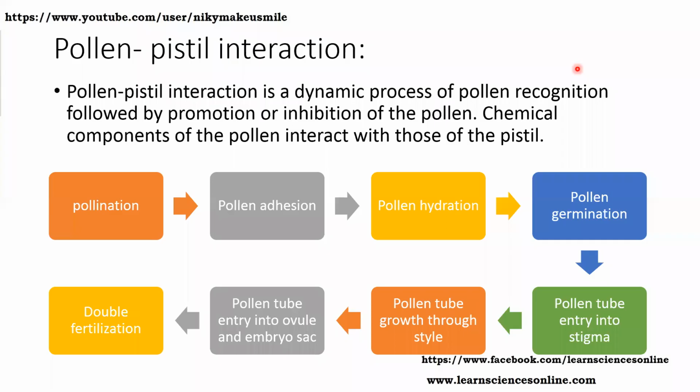Once the pollen tube enters into the stigma, it will grow through the style, and it will reach the ovule and embryo sac, and then double fertilization occurs. So this whole process is known as pollen pistil interaction.